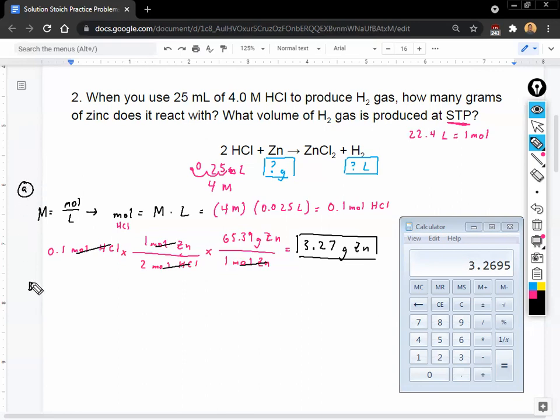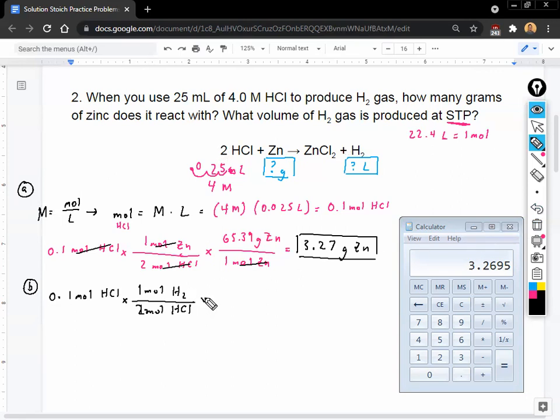Okay, the second part, we're going to be looking for the liters of H2. Now, we don't need to do all of this conversion again. We can actually just start with the moles, okay? So we got 0.1 moles of HCl. Now we're looking for liters of H2. So we can just set up a pretty simple fraction. We can see that it's 2 moles of HCl per every 1 mole of H2, right? We get the numbers from the balanced equation, 2 and then 1.